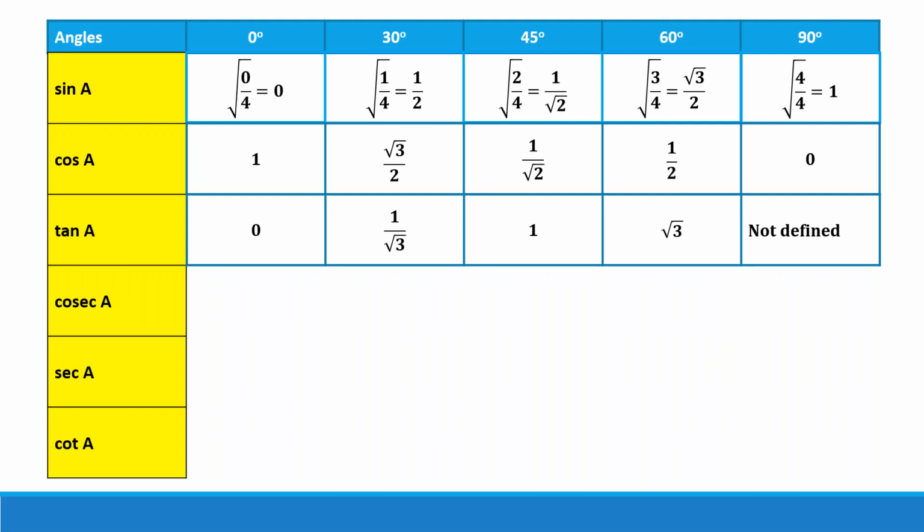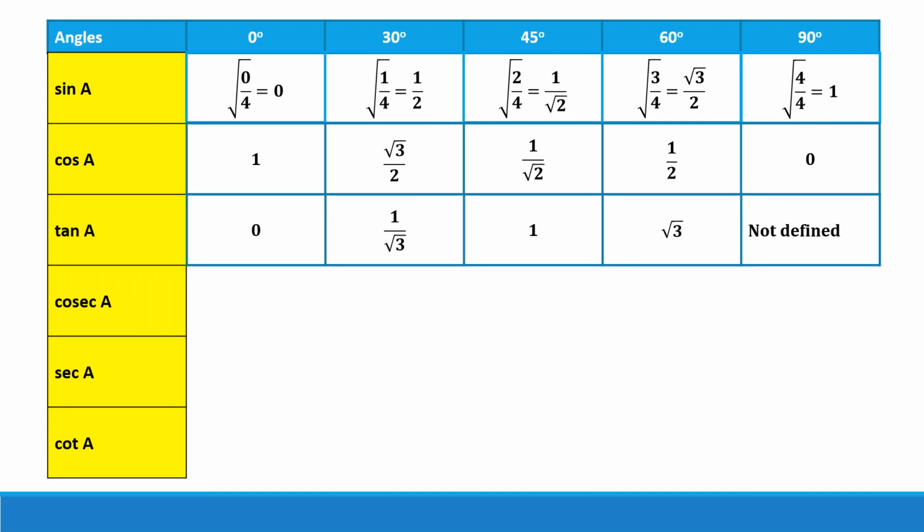For cosec, we need to do the reciprocal of sine. So if it is 0, it becomes 1 by 0. See, in the tan at the last, we have written not defined. Why is it so? Because sine A for 90 degree is 1, cos A for 90 degree is 0. So if you write 1 by 0, we know that division by 0 is not allowed in mathematics. So that's why the value is not defined. Same way for cosec, we just need to do the reciprocal of sine. So 1 by 0 is not defined.